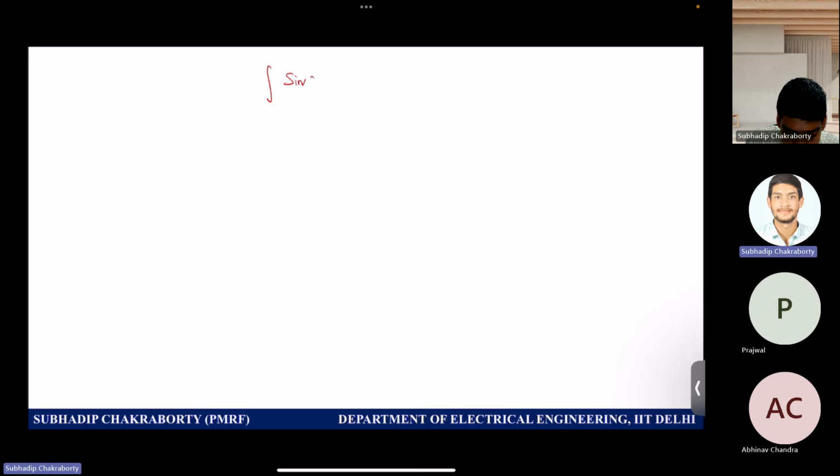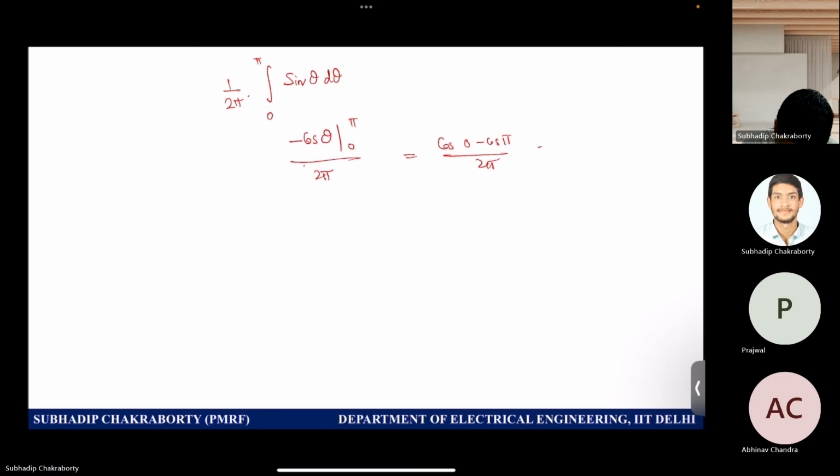So what we were doing, just sine theta d theta, and for simplicity you take 0 to pi and 1 by 2 pi. So what will you get? Minus cos theta by 2 pi, 0 to pi. So we get cos of 0 minus cos of pi, by 2 pi, and this will be 1 minus minus 1 divided by 2 pi. It will be 1 by pi, right?